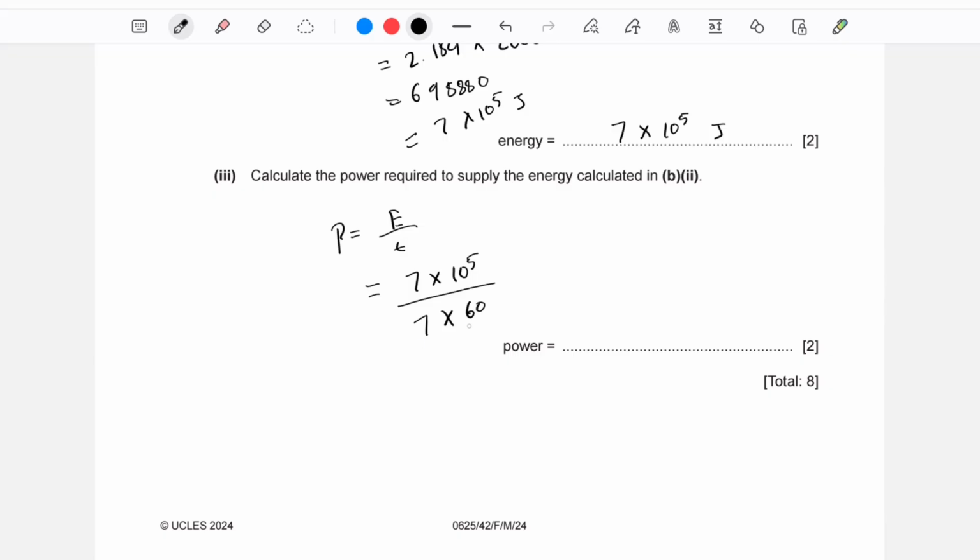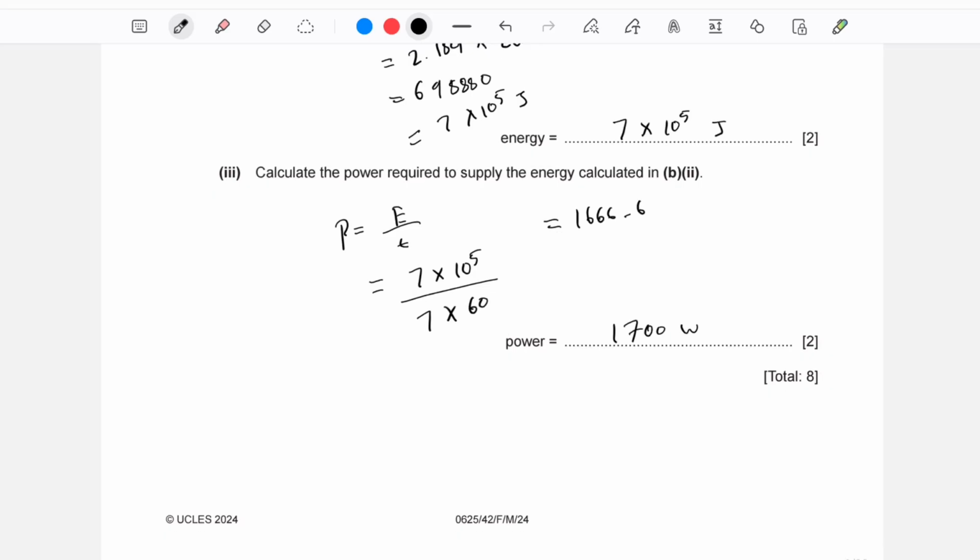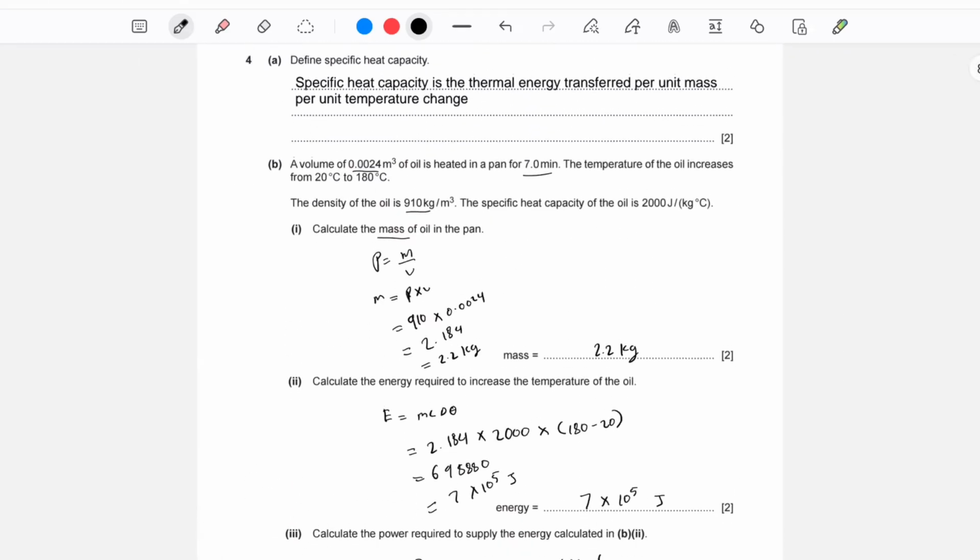I am converting the minutes to seconds here, and that's 1666.6, 1700 watts. That's it for question 4.